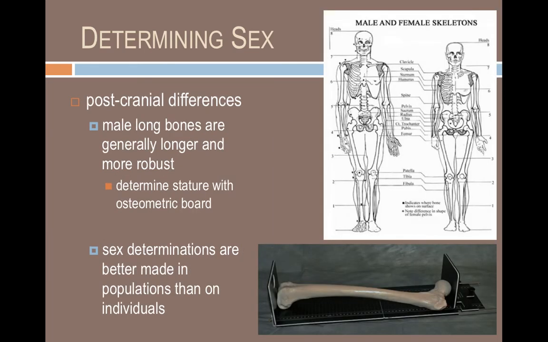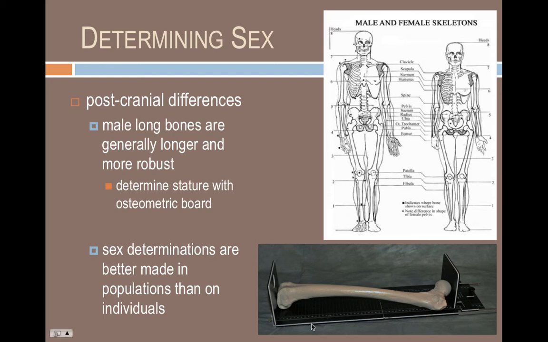We can also look at the postcrania, meaning everything from the neck down, to assess a person's sex. So male long bones, meaning the bones of the arms and the legs, tend to be longer and more robust than the long bones of females, and that's because we do have a slight bit of sexual dimorphism within our species. So if we want to figure out how tall a person is, we take their femur, which is the thigh bone, and put it on what's called an osteometric board, and this will help us estimate a person's height.